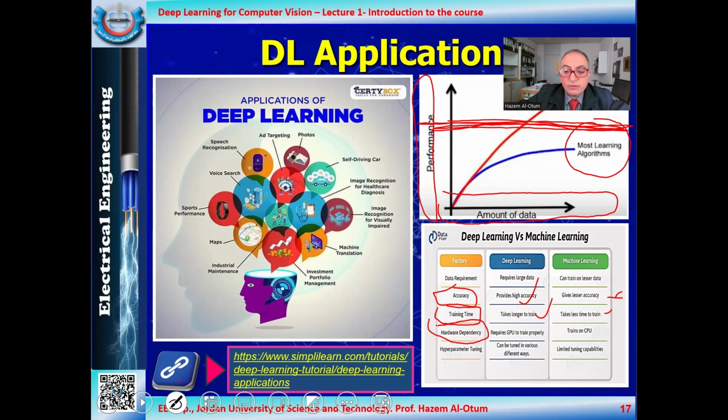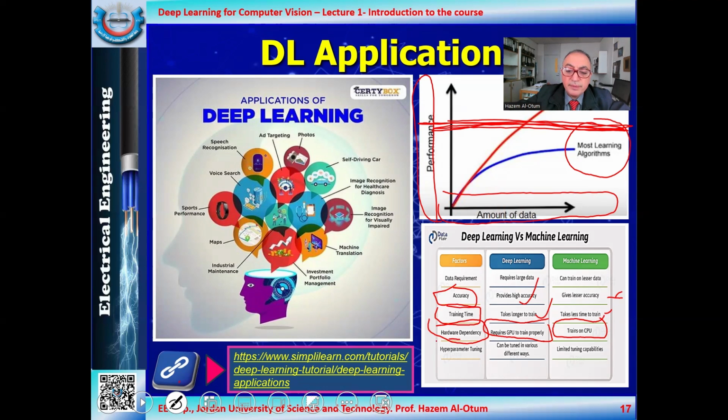Hardware dependency, or requirements for hardware. In deep learning, we need GPUs, graphical processing units, and more and more powerful GPUs, while in machine learning, we can train on a CPU and it doesn't actually require working on GPUs. A simple computer, a domestic or personal computer, can be useful in training such systems.